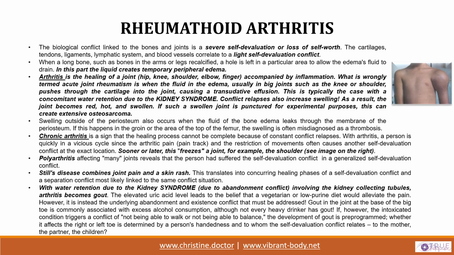Chronic arthritis is a sign that the healing process cannot be completed because of constant conflict relapses. With arthritis, a person is quickly in a vicious cycle, since the arthritic pain and the restriction of movements often cause another self-evaluation conflict at the exact location. Sooner or later, this will freeze a joint, for example, your shoulder, as you can see in an image here on the right.